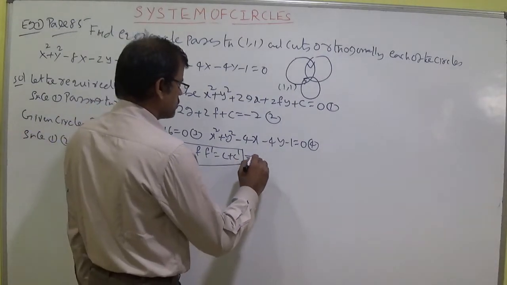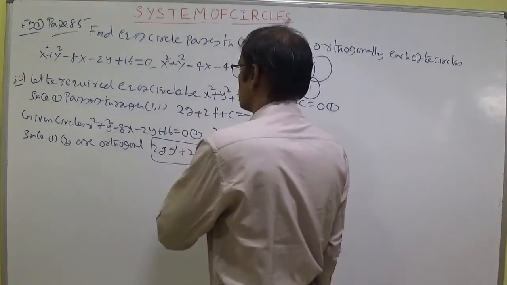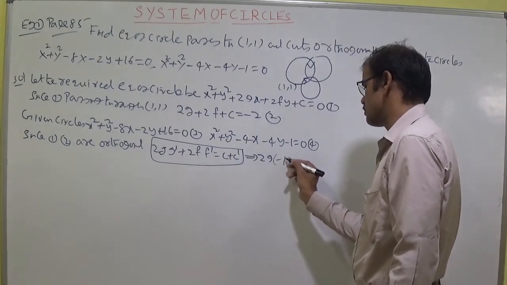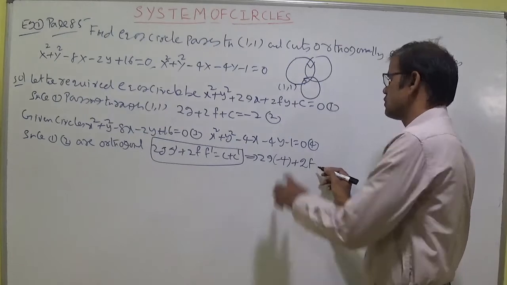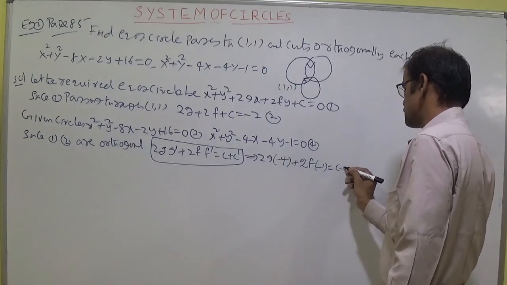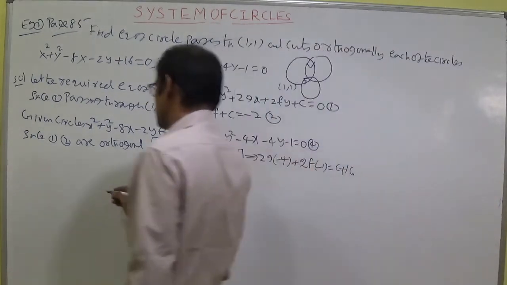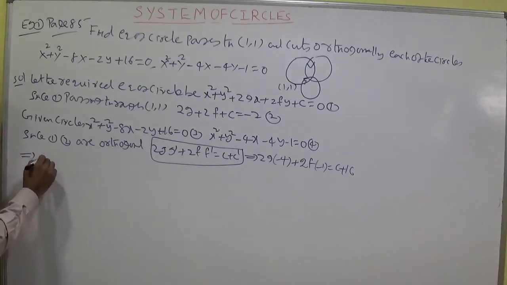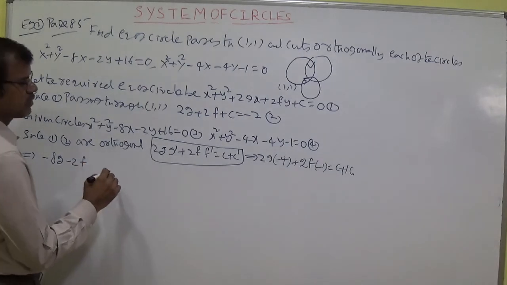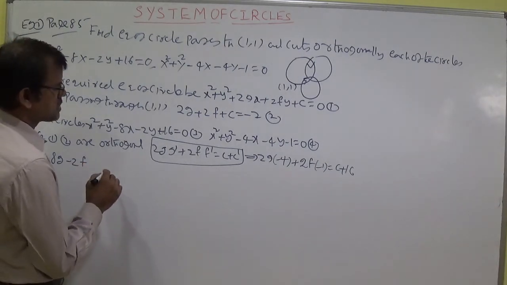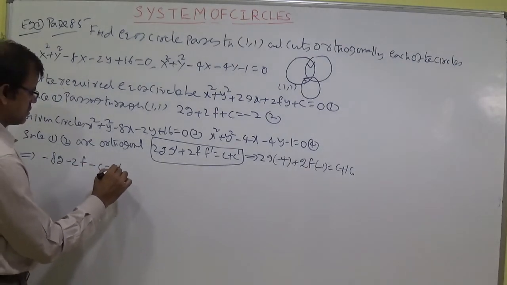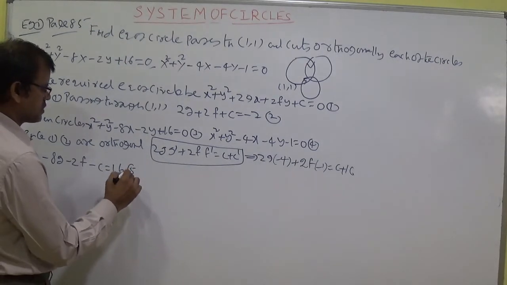2g g dash plus 2f f dash equal to c plus c dash. That implies 2g for this circle, and g dash for this circle is minus 4, plus 2f, f dash here is minus 1, is equal to c plus 16. That implies minus 8g minus 2f is equal to c plus 16. We can write here minus c is equal to 16.